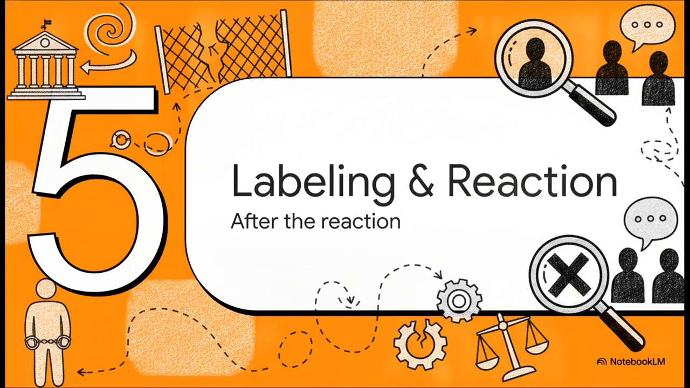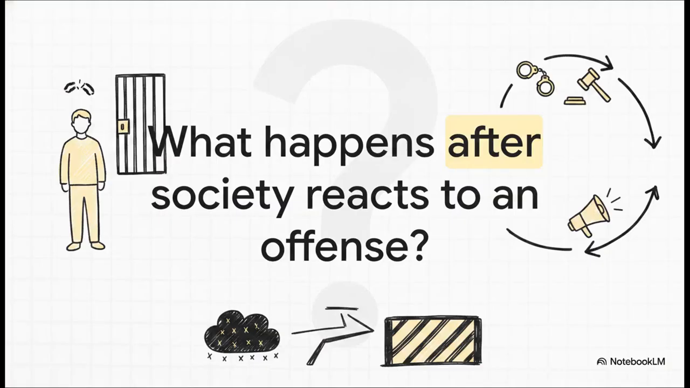What happens after the reaction? This brings us to an incredibly unsettling question. What happens after society reacts to a crime? Well, labeling theory suggests that arresting, convicting, and publicly labeling someone can actually deepen and prolong their offending. It's a crazy thought, but the reaction itself basically becomes part of the cause.